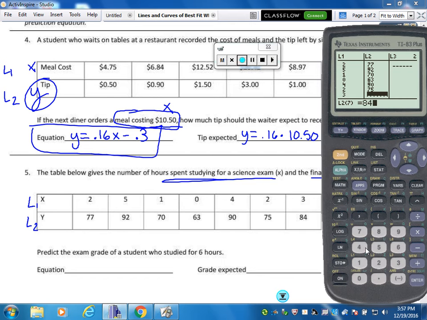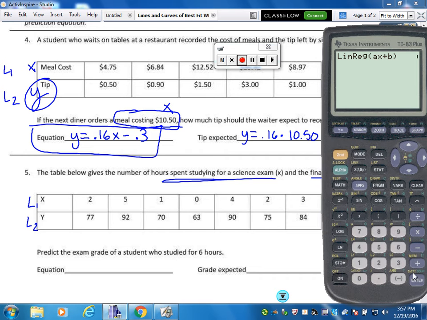So what we have done is entered all this information so we can get out the line of best fit equation. So remember how you do that. You hit your stat button, you go over to calculate up here, go down to LinReg for line of best fit, and then you have to go down to calculate.